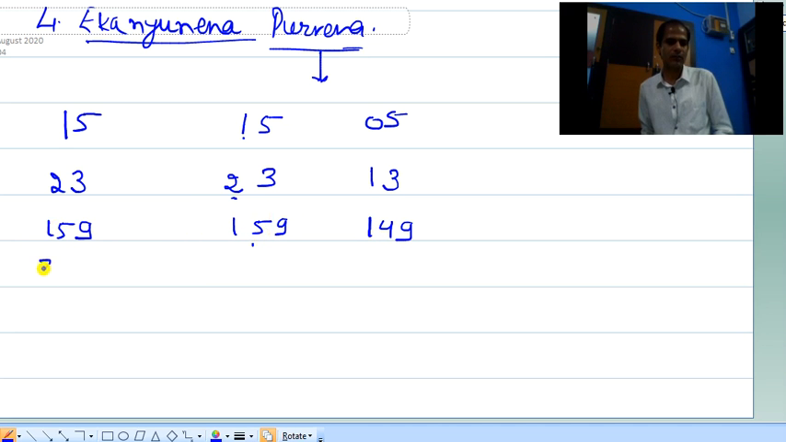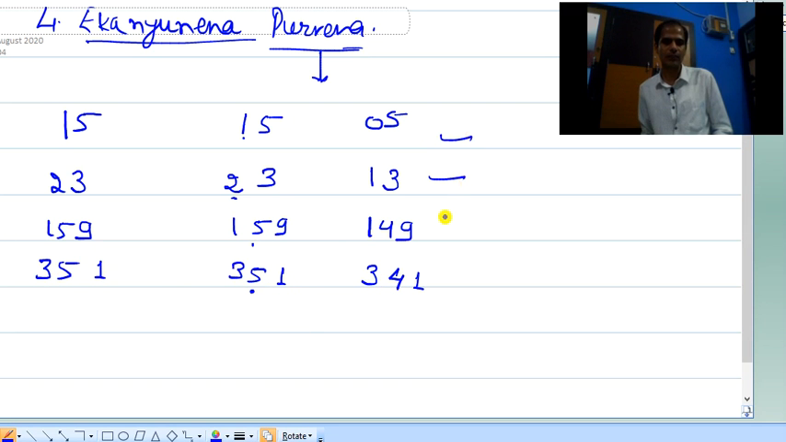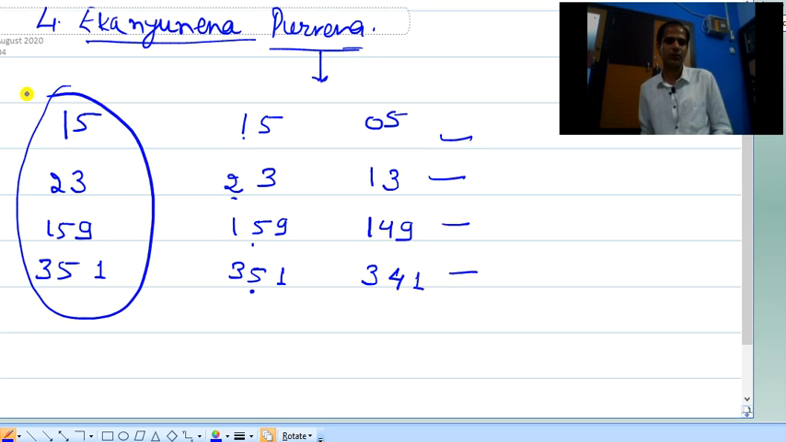Next number is 351. Again Purvand of 1 is 5. So place a dot below 5, and 3 and 1 will be as it is, and we have to subtract 1 from 5, because if a dot appears below a digit we have to subtract 1 from that digit. So 5 minus 1 is 4, and these are the Eka Nunend Purvand of these numbers. Okay students, I hope you got it.